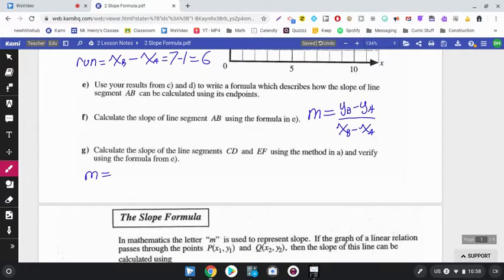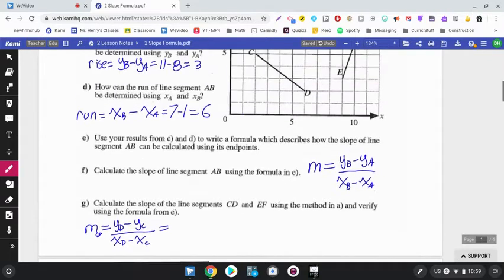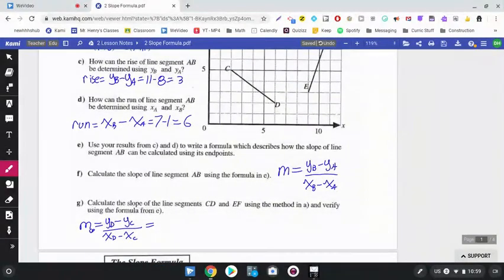The slope of CD, M with a little subscript, would be the y from D, take away the y from C, over the x from D, take away the x from C. I'm finding the difference, and then it's just rise over run. Let's find those values. C is the point (2, 5), and D is the point (6, 2).